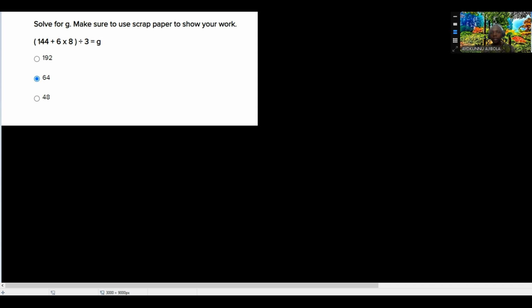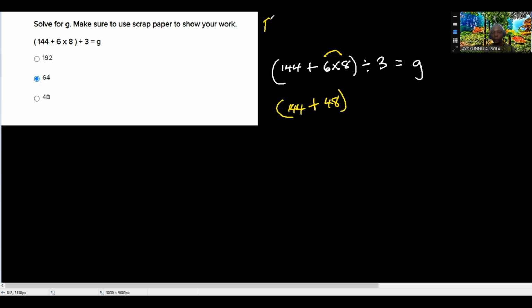So on the blackboard, we put our question. What we had initially was 144 plus 6 times 8 divided by 3, giving us G that we're looking for. Then we can say multiply this first, okay? And that is 6 times 8, which is 48.